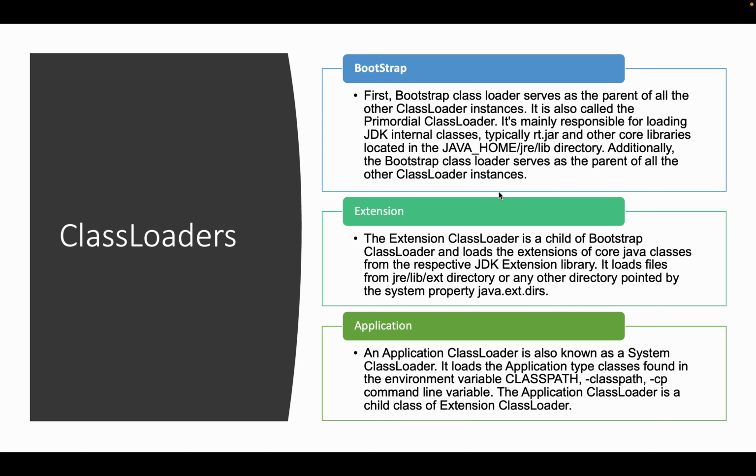The class loaders. We mentioned that we have bootstrap, we have extension, we have application. So what is a bootstrap? A bootstrap class loader serves as a parent of all other class loader instances. It is also called the primordial class loader. Its main responsibility is loading JDK internal classes, typically found in the rt.jar and other core libraries located in the Java home JRE lib directory. Additionally, the bootstrap class loader serves as a parent of all class loaders, as we have mentioned before.